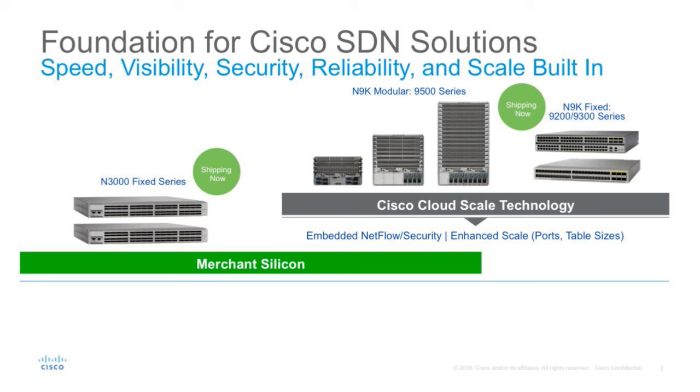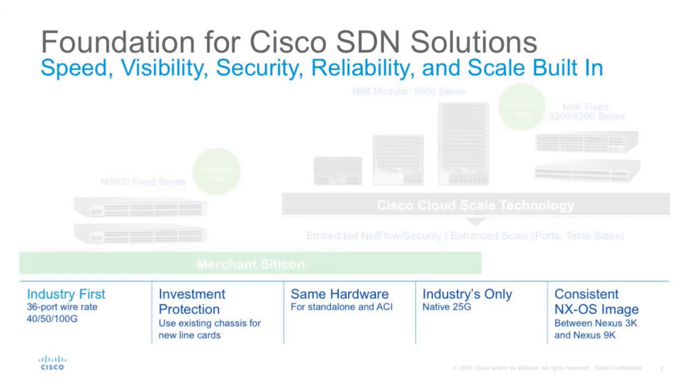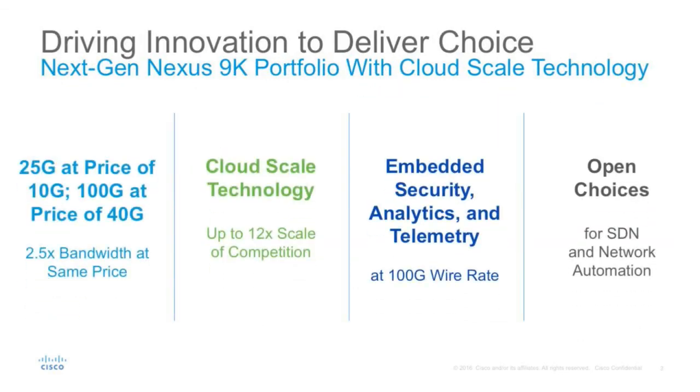So the Nexus 3000 switches have a merchant silicon, and Nexus 9000 switches can have a combination of merchant silicon or Cisco's cloud scale technology, which is our latest innovation. It's the industry's first 50 gig and 100 gig switches. You get a 40 gig switch for the price of 10 gig, and a 100 gig switch for the price of 40 gig, which means if you invest in 10 gig and 40 gig technology at this time, you're future-proofing yourself. It uses the cloud scale technology, which is Cisco's own silicon.